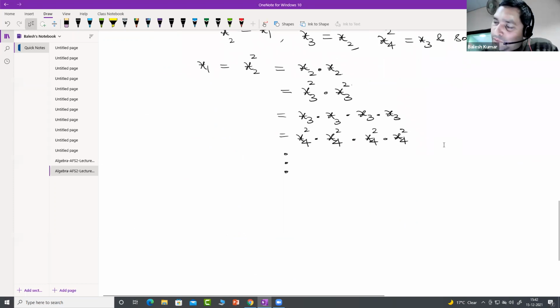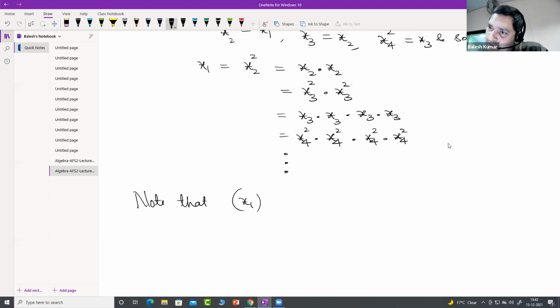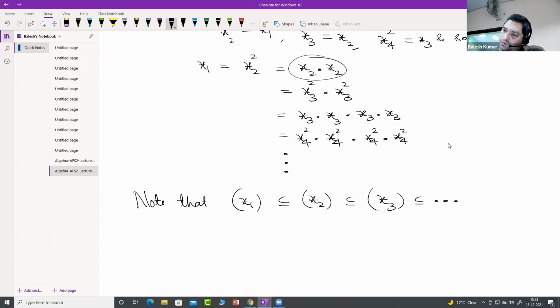One thing we can notice from this example: if you look at the ideal generated by x1, it is contained in the ideal generated by x2, because you can reproduce x1 by multiplying x2. Similarly, the ideal generated by x2 is contained in the ideal generated by x3, and so on. Therefore, as you can see, we get an increasing infinite chain of ideals.